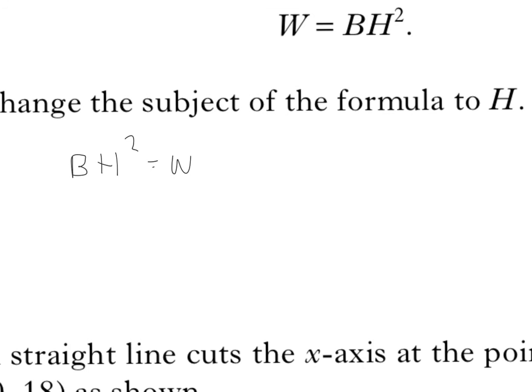Just whittle things down to end up with h on the left hand side. So I've got b times, so I'll get rid of the b times by dividing by b. So it'll be h squared is equal to w over b. How do I get rid of the square? By square rooting. H is equal to the square root of w over b. That's the final answer to the question.